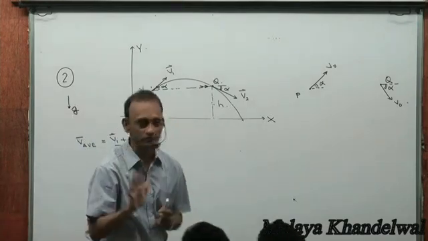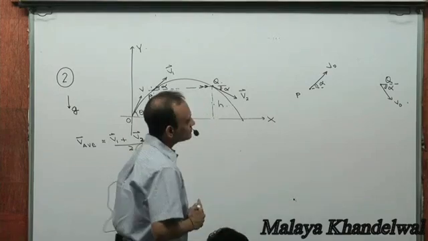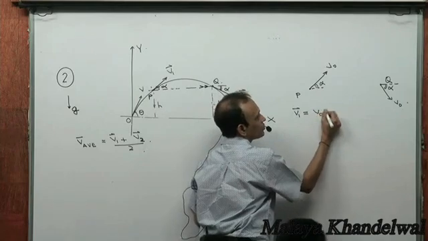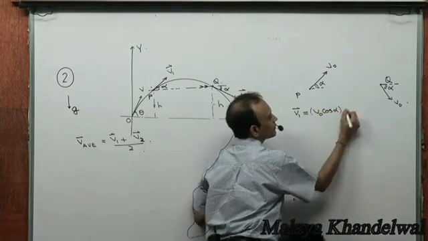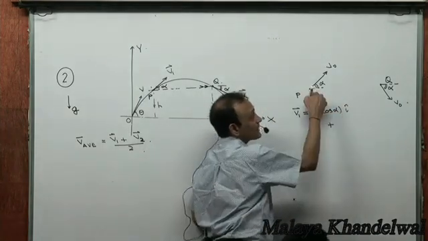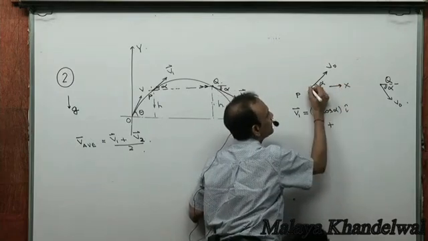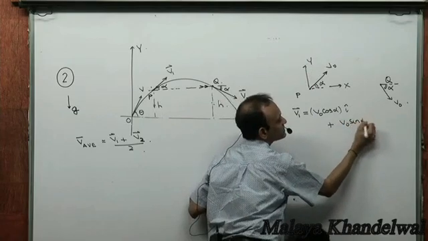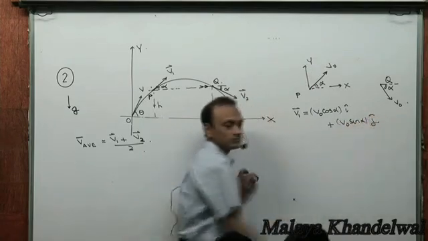All this is not required though. So the initial velocity vector is what? V naught cos alpha i cap plus this vector. This is my x direction and this is my y direction. Plus V naught sine alpha j cap, that's the initial velocity vector.